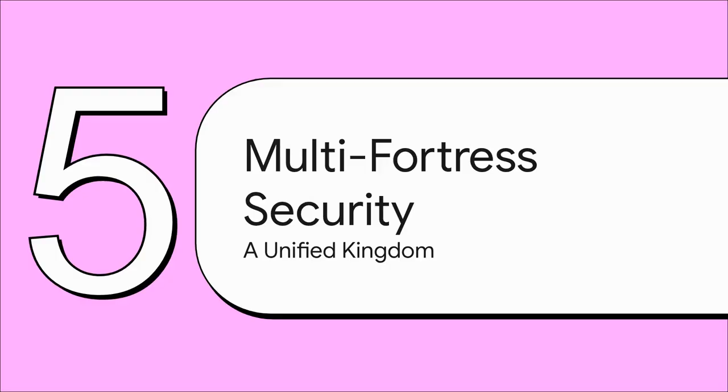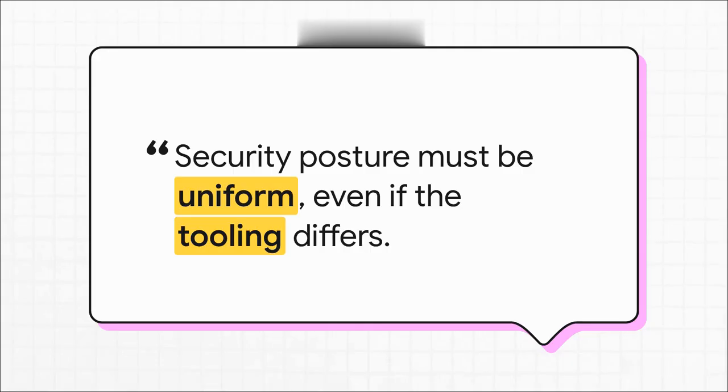Let's be real. In today's world, it's pretty rare to have just one single fortress. Most big companies have their apps spread out across multiple locations or different cloud providers like AWS, Azure, and GCP. So how on earth do you defend an entire kingdom? Here is the absolute #1 golden rule for this: consistency. It does not matter if one fortress is built with AWS tools and another is built with Azure tools. The security rules, the way you check IDs, the emergency plans, they have to be exactly the same everywhere. An inconsistent defense is a weak defense, just waiting to be exploited.